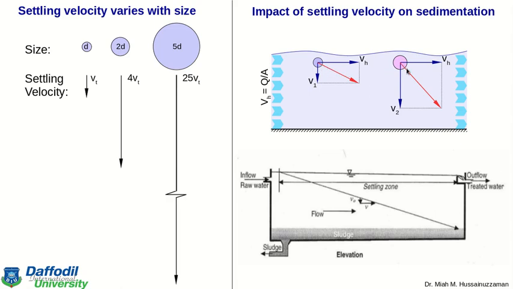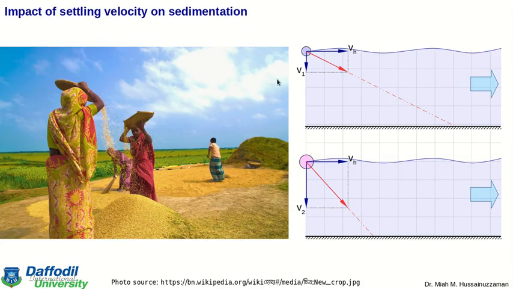Some particles will have a much more vertical or steep trajectory like this, heavier particles. So what happens? We also see this in our day-to-day life. Maybe you are familiar with this. People use this technique to separate the rice or the paddy from the husk.